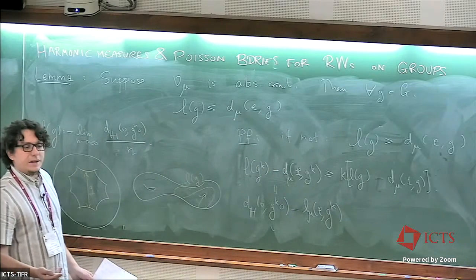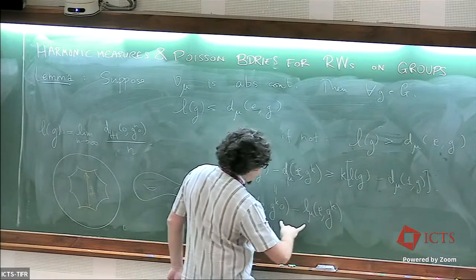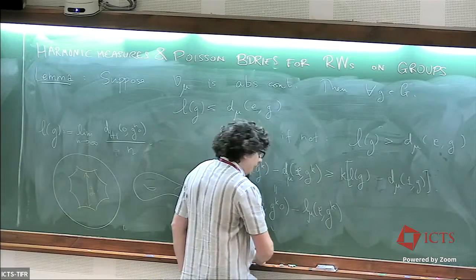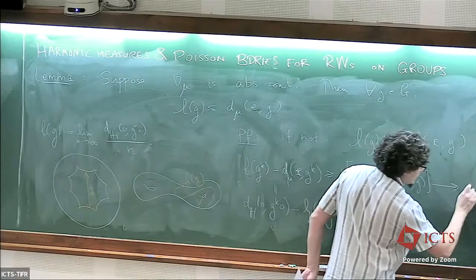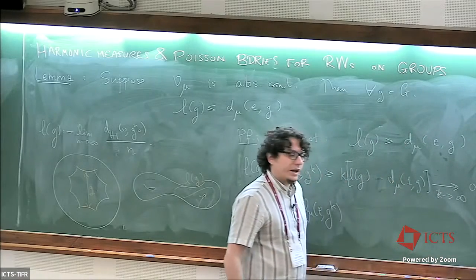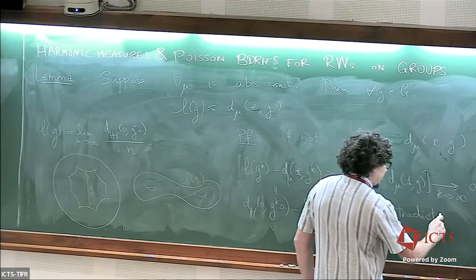So why is this bad? Well, you can see, because this gap is bigger than K times a constant. Of course, as K goes to infinity, this constant goes to infinity. And this clearly contradicts this point.